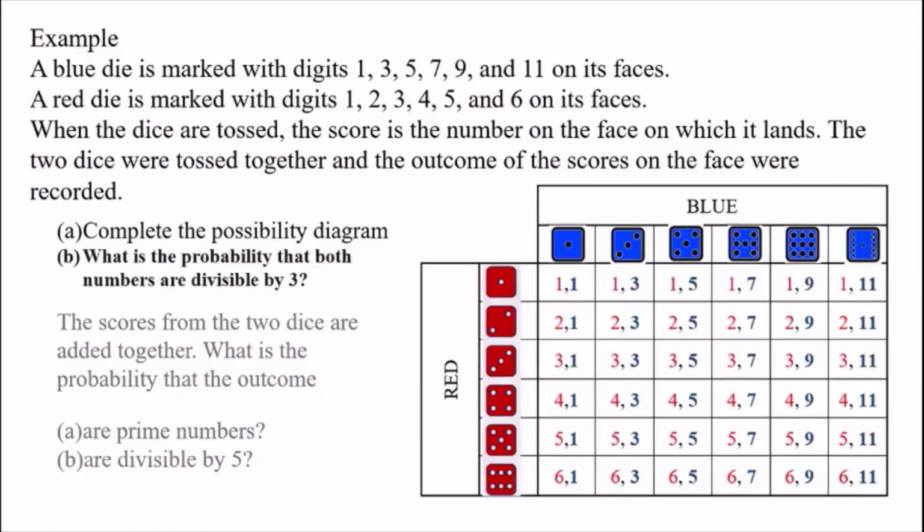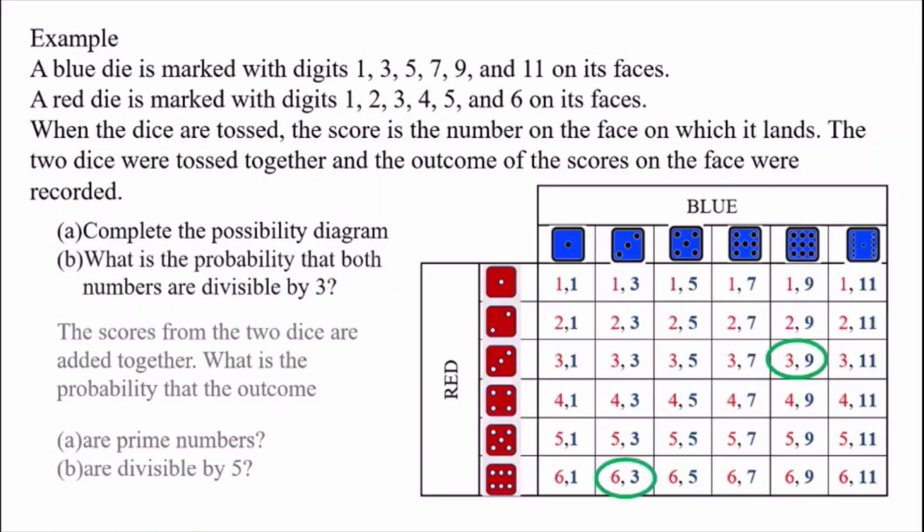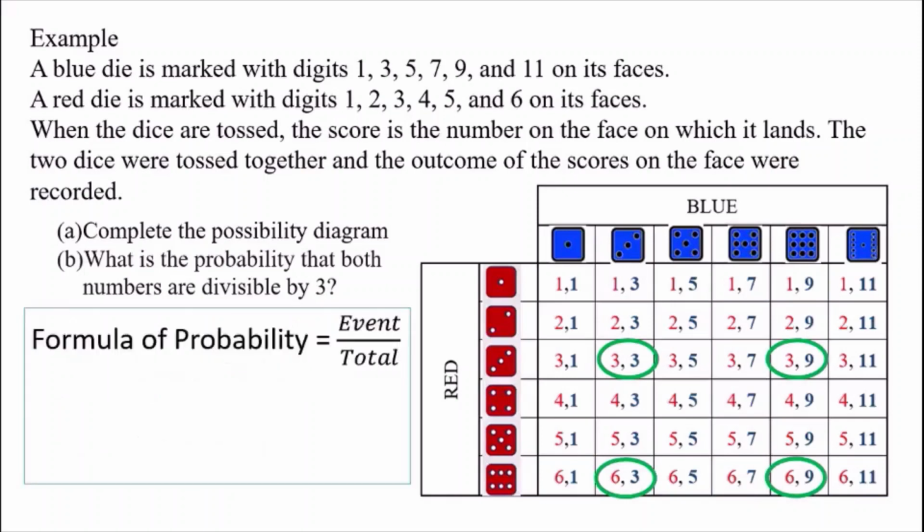Now let's have a look at the question. What is the probability that both numbers are divisible by 3? By inspection, there are 4 cells. So what is the probability?